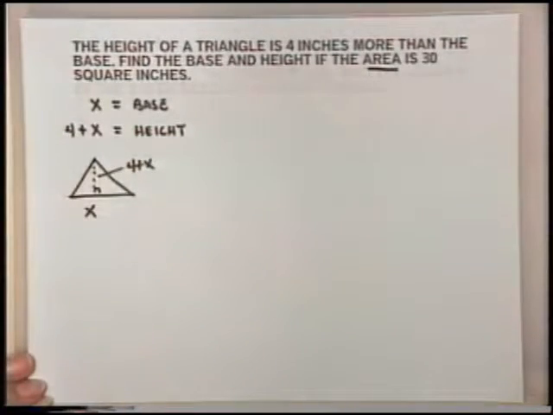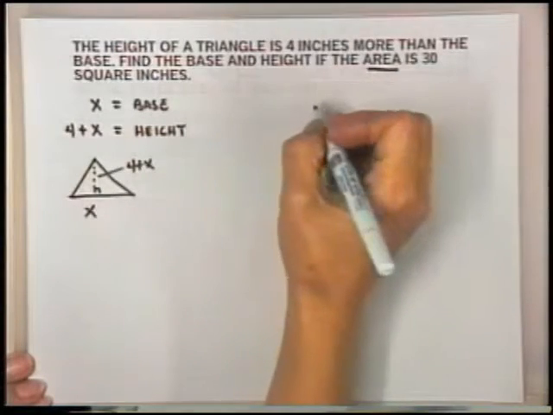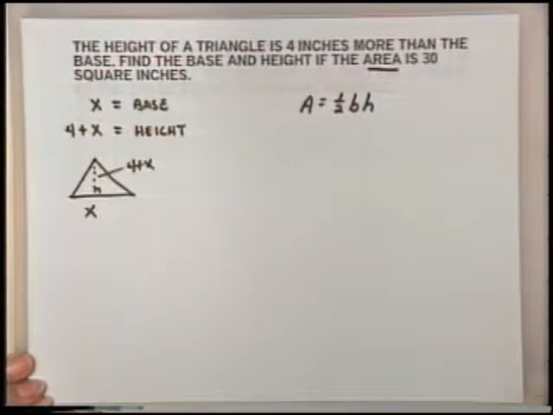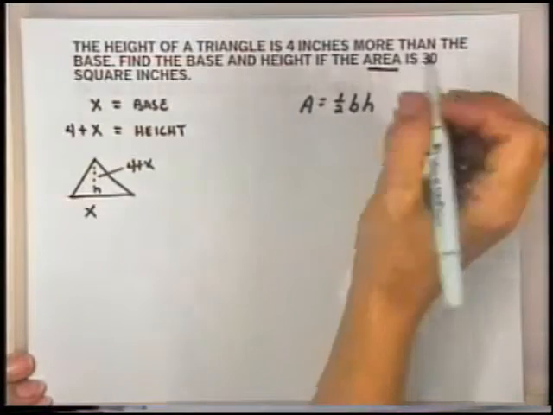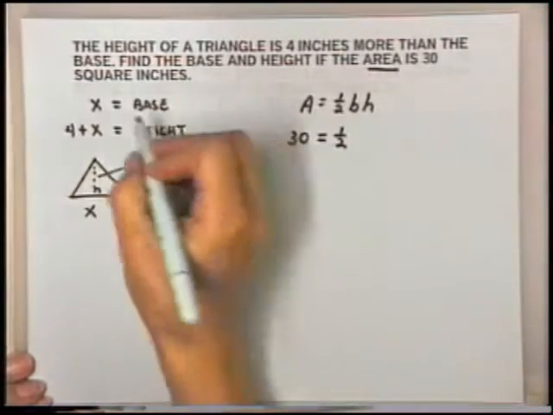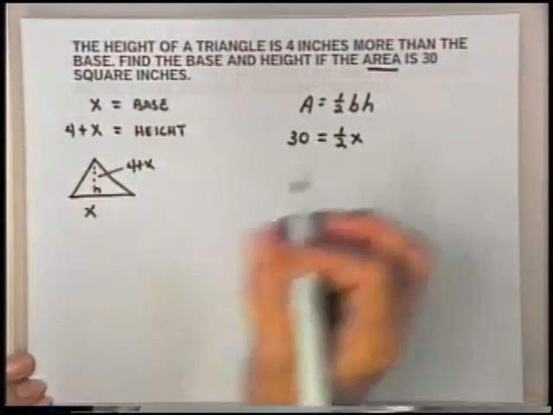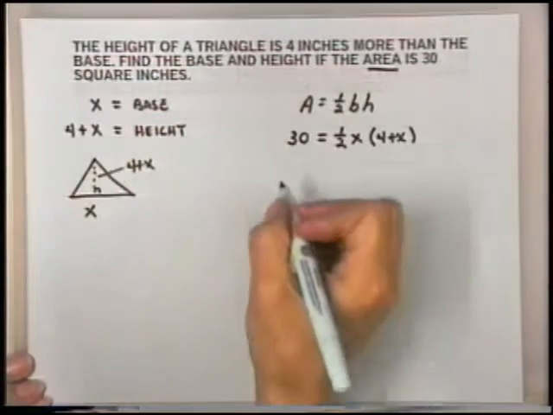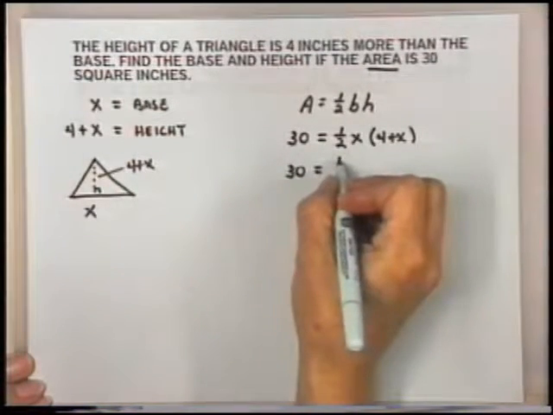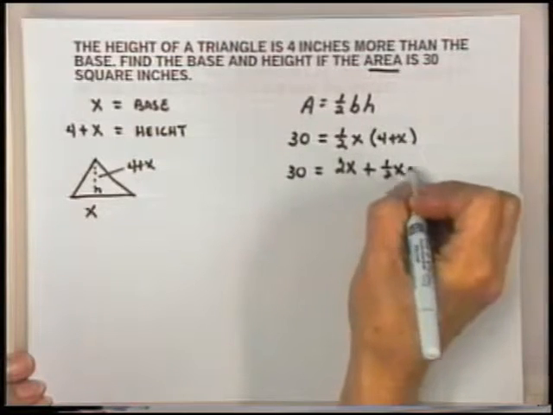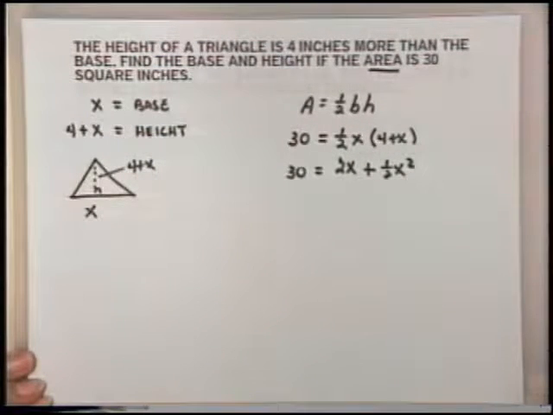We are told the area is 30 square inches. Again, we're going to be required to remember a formula from past experience. The area of a triangle is 1/2 times base times height. Let's fill into our formula. Area is 30 square inches, so we'll place a 30 in place of A. I have 1/2 times B. Our base, B, is x, and then our height, h, is 4 plus x. Let's clear the parentheses. 30 equals 1/2 times 4 is 2x, plus 1/2 x times x is 1/2 x squared.